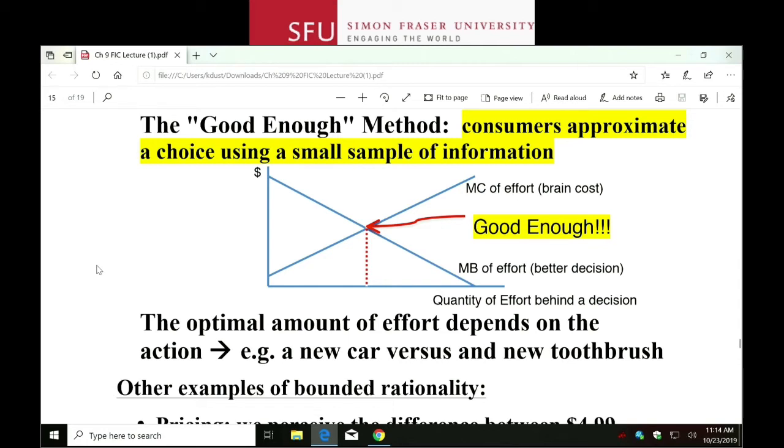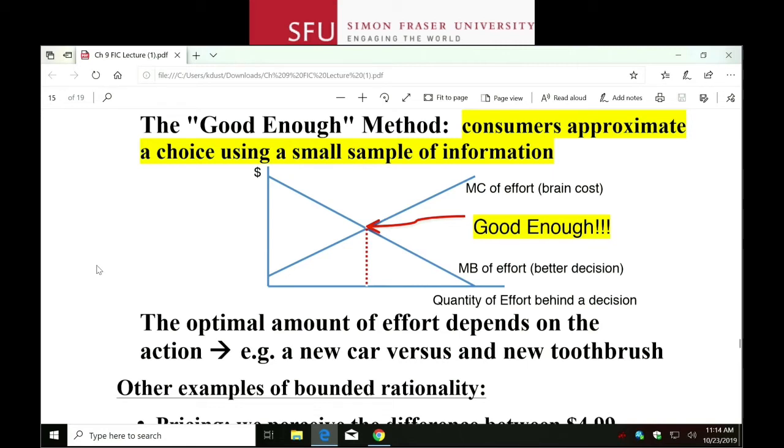And so what we do is we decide on an optimal amount of thinking effort to put into some sort of decision. And of course, if it's a bigger thing like a phone or a car, we're going to put much more effort into it than if it's something small.